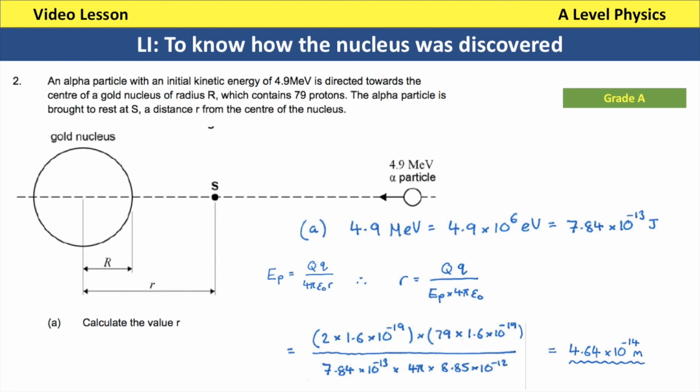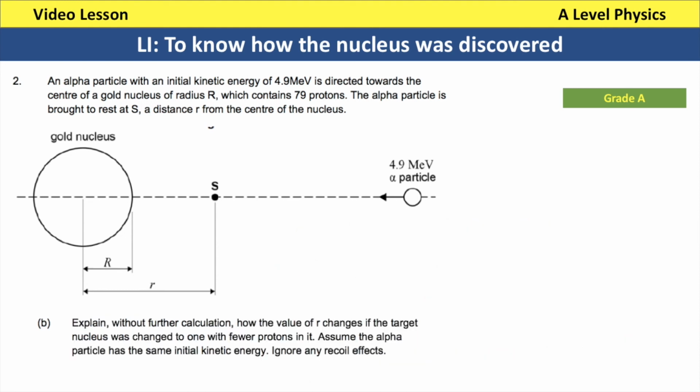Okay, and part B says explain without further calculation how the value of r, the distance of closest approach, would change if the target nucleus was changed to one of fewer protons in it. Assume that the alpha particle has the same initial kinetic energy and ignore any recoil effects. Well, if that nucleus has now got fewer protons in it, that means that the charge on it is going to be reduced, because it's the protons that, of course, give the nucleus a charge.